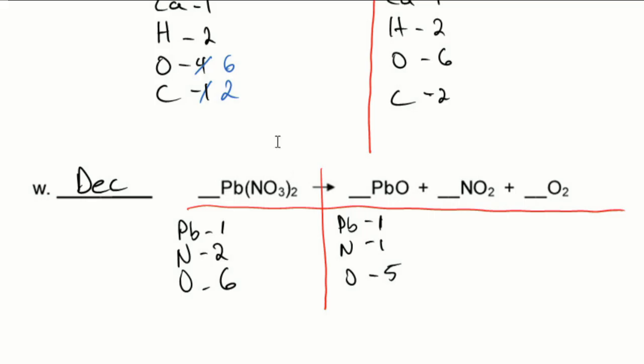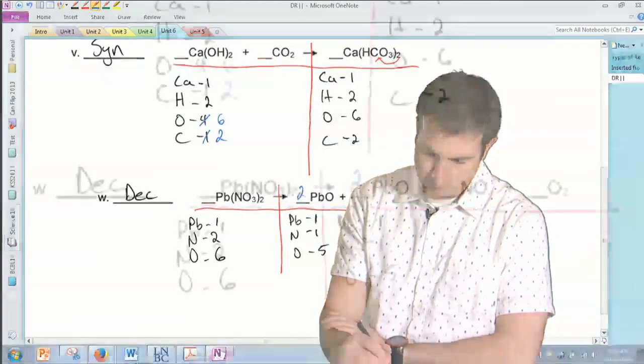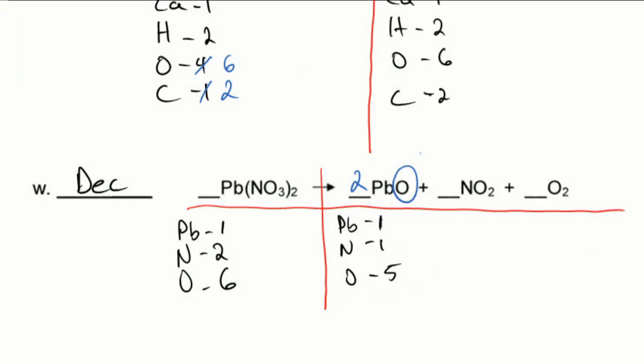So the first thing I see is my nitrogens need to be balanced. Yeah, what I'm going to do right off the bat, this may seem really strange, but I'm going to put a 2 here to make this oxygen into an even oxygen. And it kind of seems like it's unbalancing everything, but it will likely work out in the end in our favor. So that changes that to 2. That's not what I wanted. The oxygen goes from 5 to 2, 4, 6.